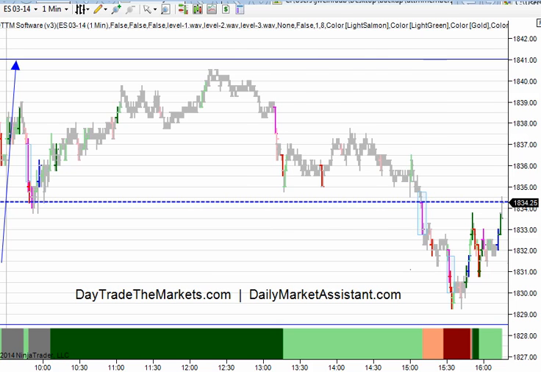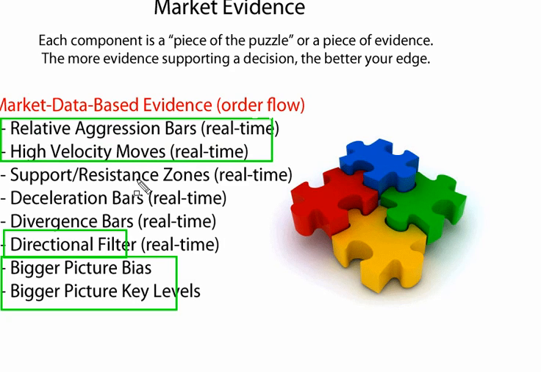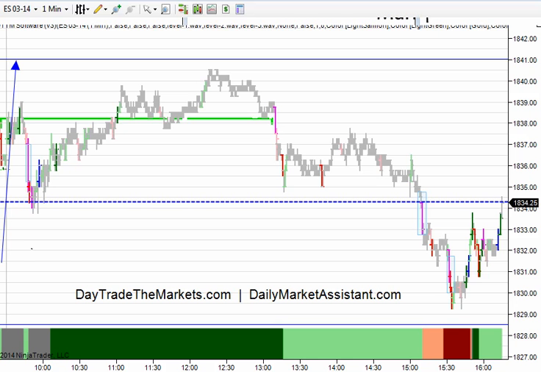The next piece we want to look at. So again, just to recap, we've looked at bigger picture. We've looked at the filter, we've looked at the aggression bars and high velocity moves. Next, let's throw in the support resistance zones, which form as you see them here on the chart. So let me put those on the chart now.